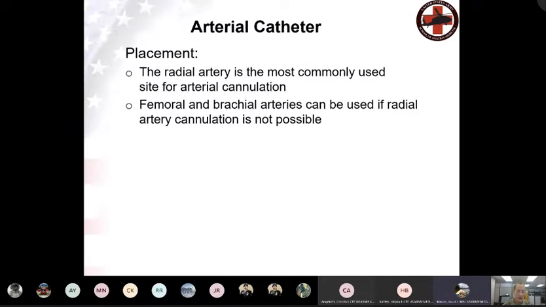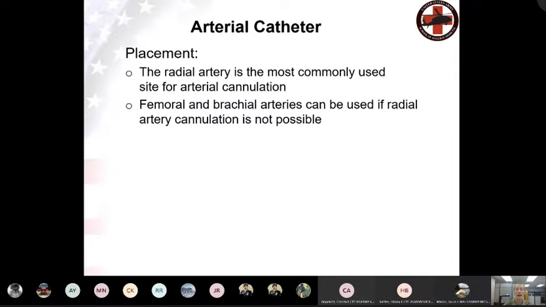Okay. What's the test that we do, Major Manzo, before we place an arterial line in the radial site? Is it Allen's sign? Because we check to make sure that the ulnar artery can still perfuse the hand if we were to get a clot in the radial.